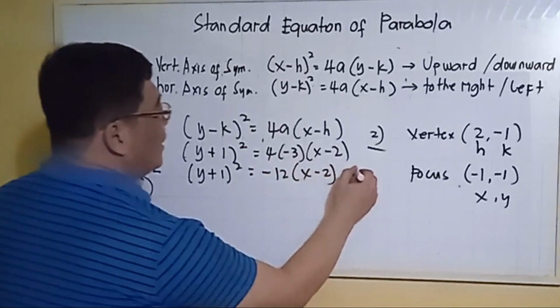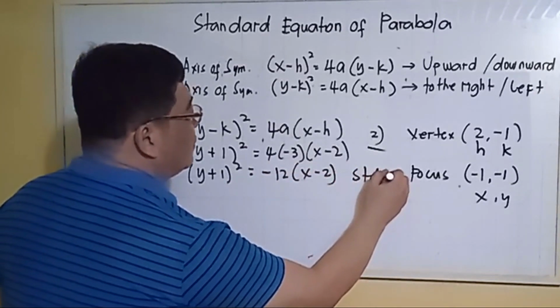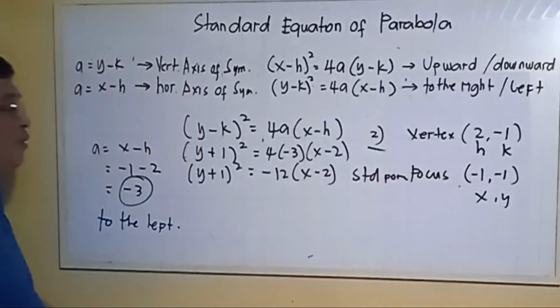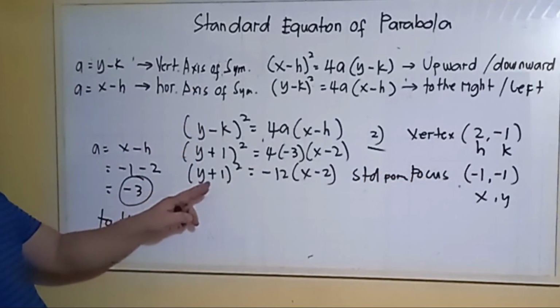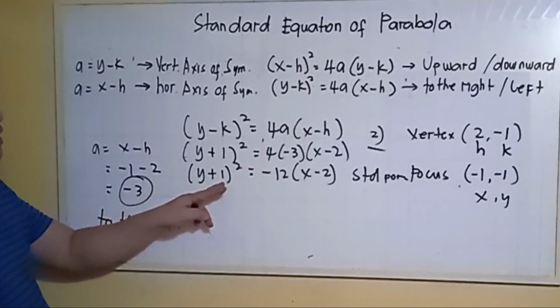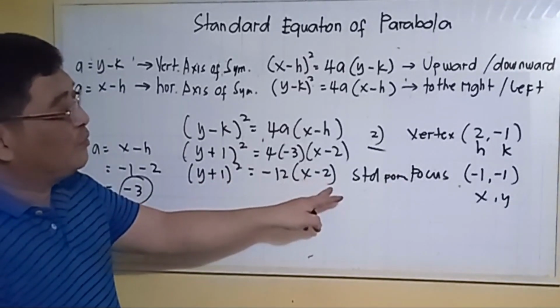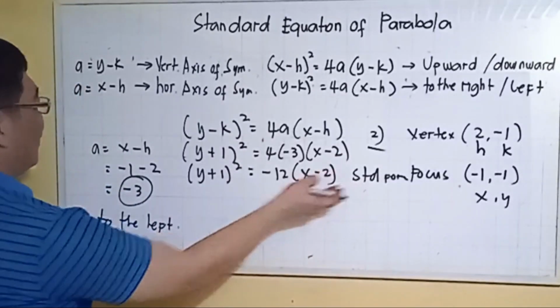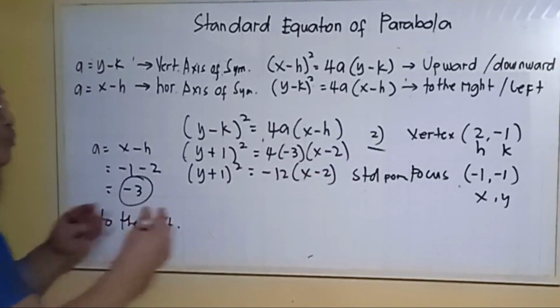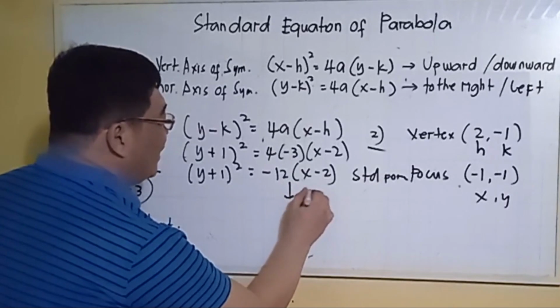So, ito na ngayon yung standard form natin ng parabola. (y plus 1) squared is equals to negative 12 (x minus 2). Standard equation of parabola. Paano kung gusto kong gawin siyang general form?